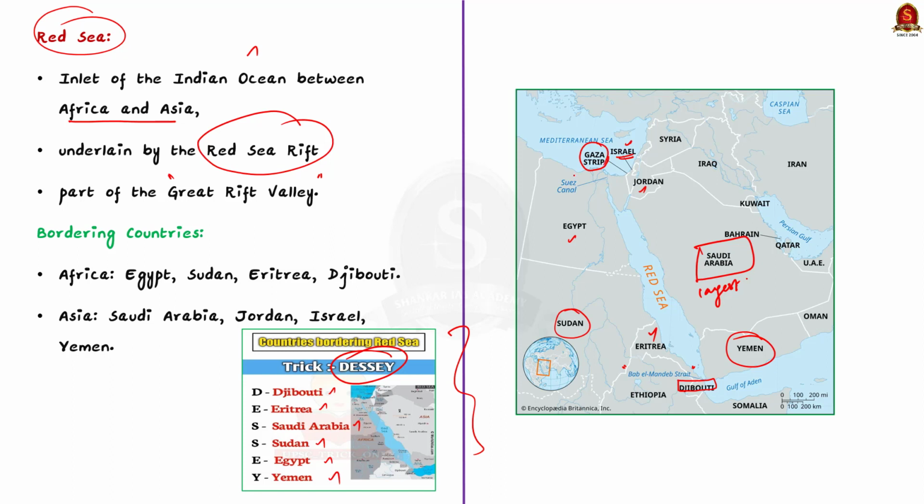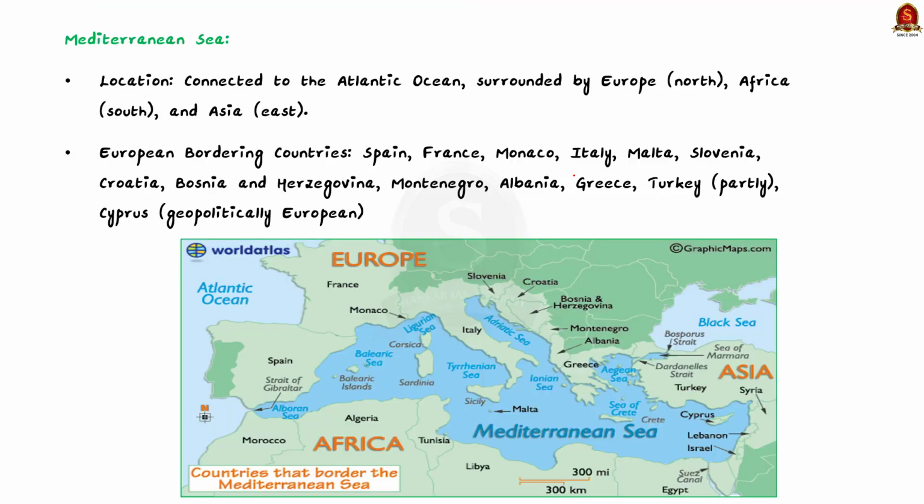Now, let us move our discussion towards the Mediterranean Sea. See, the Mediterranean Sea is connected to the Atlantic Ocean, surrounded by the Mediterranean region and almost completely enclosed by land. Okay, on the northern side, it is enclosed by Europe, on the southern side by Africa, and on the eastern side by Asia. Know that it is a key route for maritime trade and has a rich history that dates back thousands of years. Now, with these basics, let us see the countries with coastlines on the Mediterranean Sea. We shall separate them continent-wise.